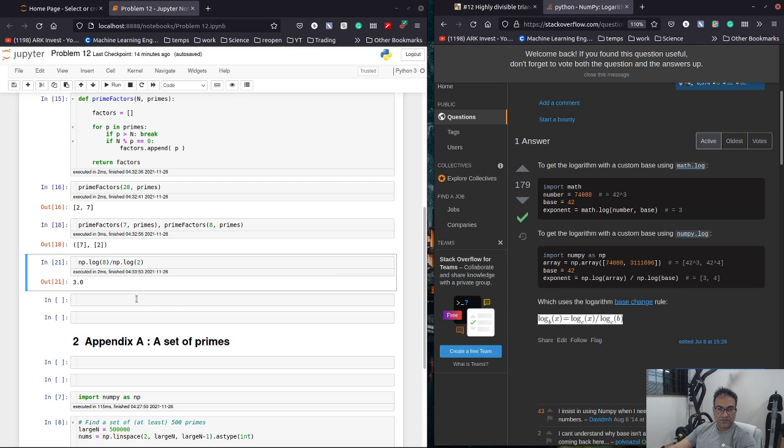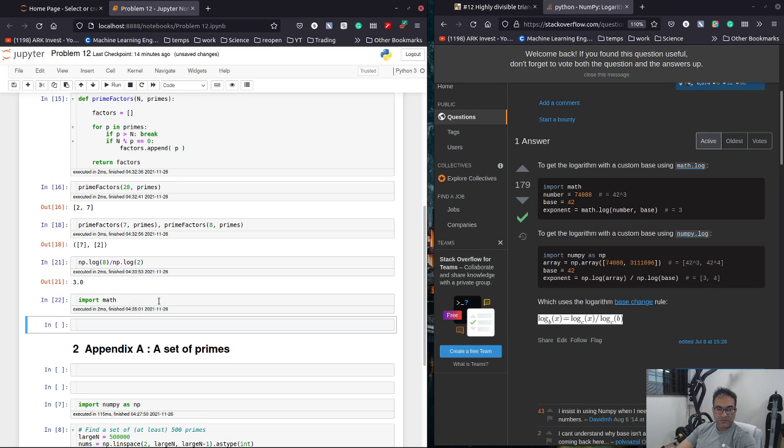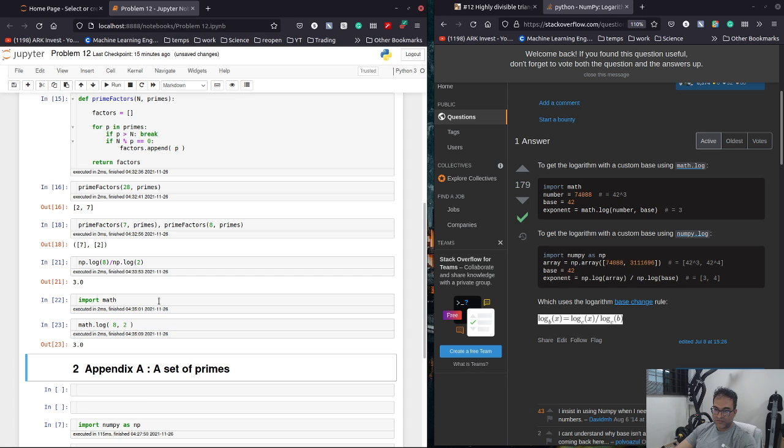Math.log. Okay, let's say import math, log 8 and 2. That should give me, yeah. And if you already know that 2 is a factor, then what we can do is take the int of that and we have this. Okay, and I don't think we need to find the integer of that. Okay, so the idea is this.